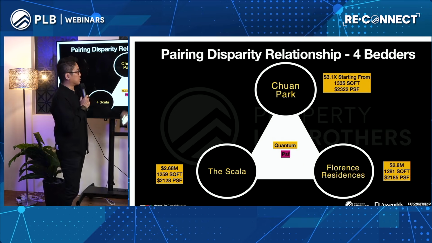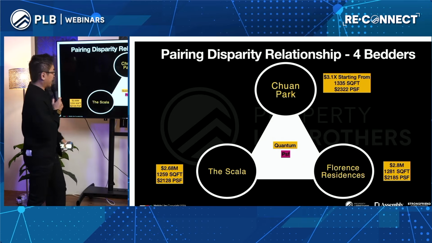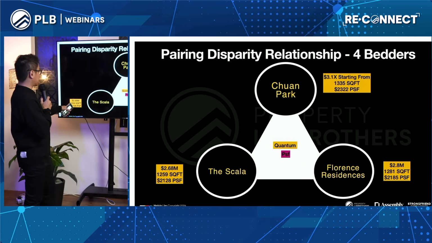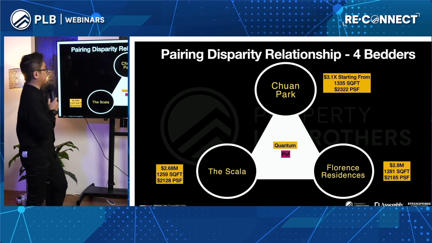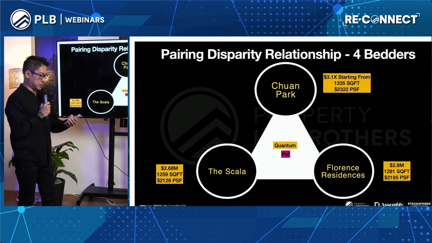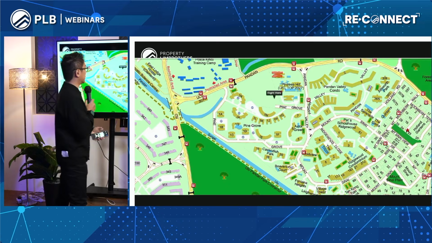Price per square feet is 2,322 for Chuan Park, and foreign residences in the same region, and the Scala is at 2,128 per square feet. That means that this per square feet present a better opportunity for any buyers that actually go into this area.